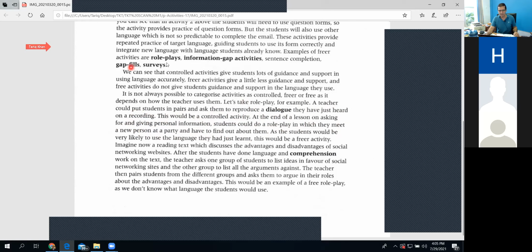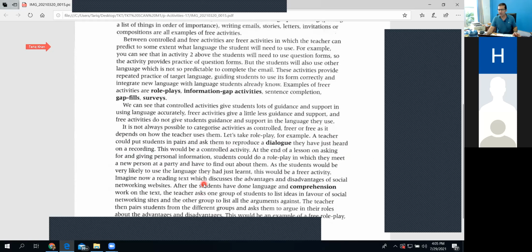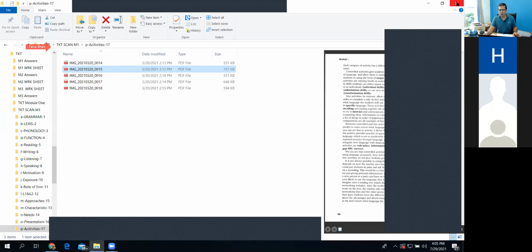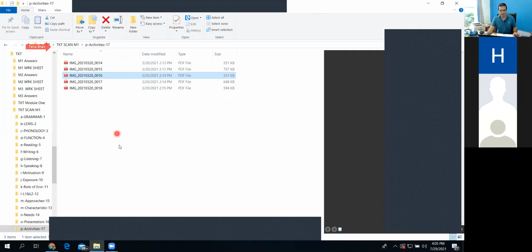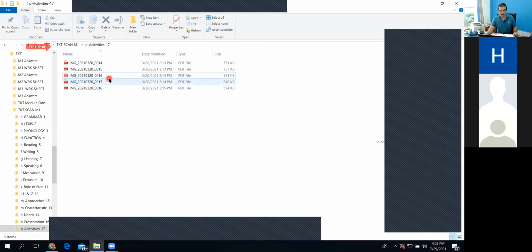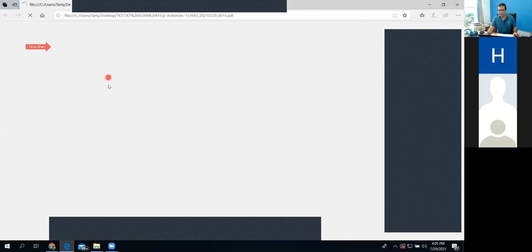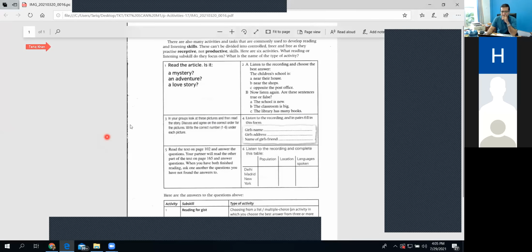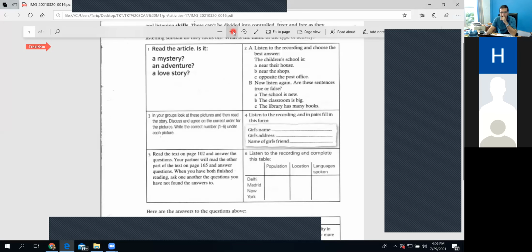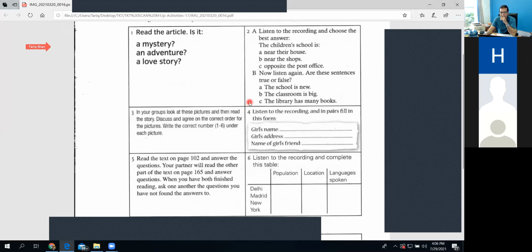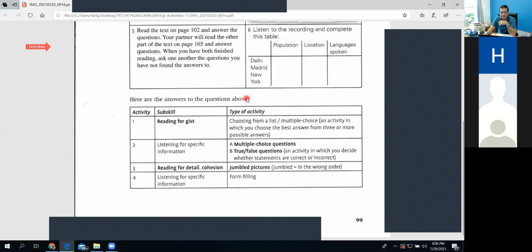Anyhow, this is the explanation of how you do these activities as a teacher in the classroom. So there is nothing to explain in it. You can easily understand when you go through it.